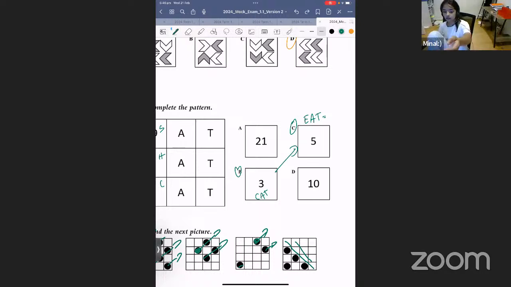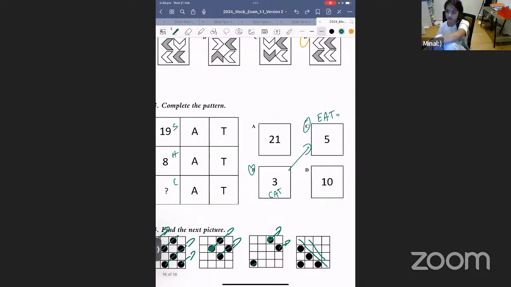Melvin, technically all the words are rhyming. So if it was eat, it wouldn't rhyme with sat, hat, and cat. That's right.